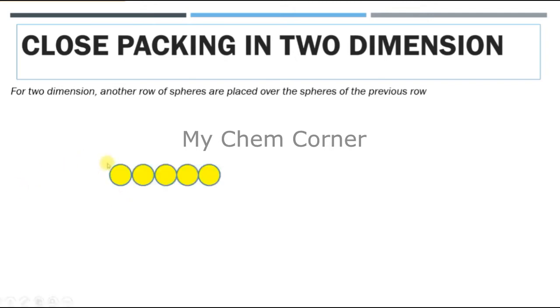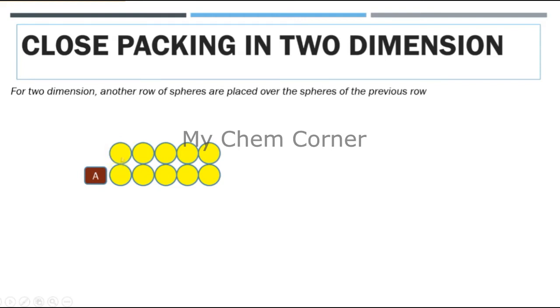So here I have 1 dimension. What are the different ways in which I can arrange rows above this? There are different ways. Either I can place right above each sphere, or I can place in the depression of each of these spheres. So I have 2 different ways in which I can place my row number 2. For clarity, I am going to name this first row as row A. And now when I'm trying to place the second row, I'm going to place it exactly above the spheres of the first row.